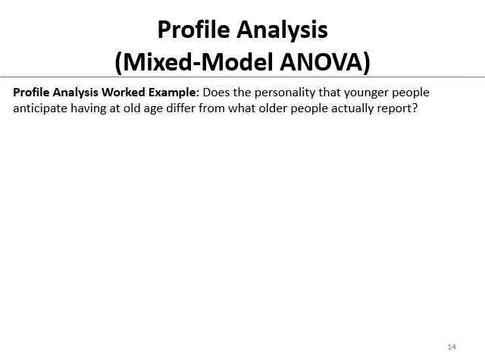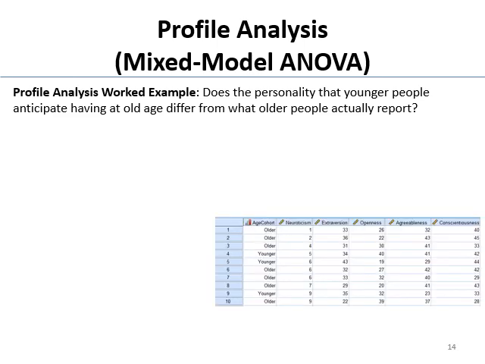So you're ready to do this? I know you are. This is going to be super exciting. Does the personality that younger people anticipate having at old age differ from what older people actually report? Young people think they're going to be really outgoing, but kind of crazy, versus what do old people who are actually old report being. So the younger people take the NEO-PI pretending they're old. The old people are just taking the NEO-PI because they're old. We want to compare what young people think they'll be like to what old people actually report.